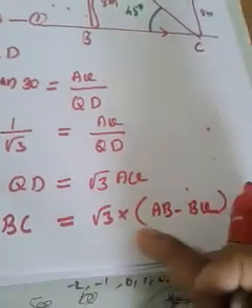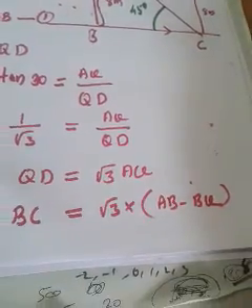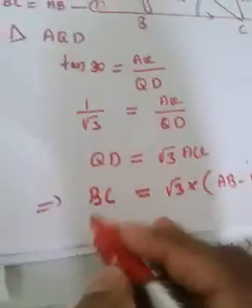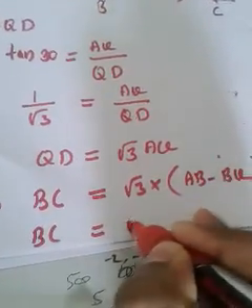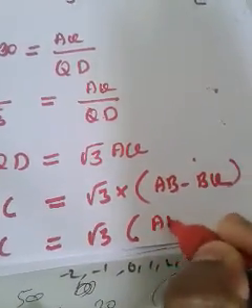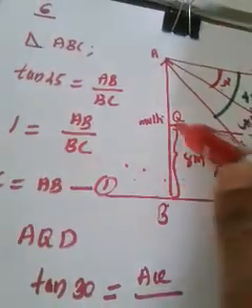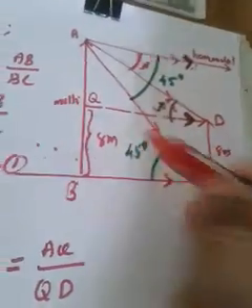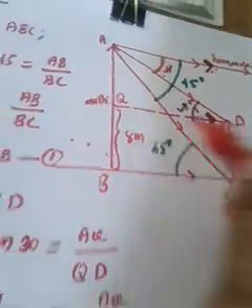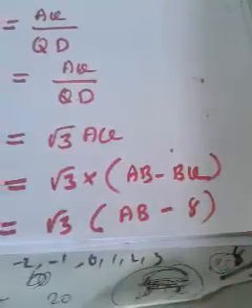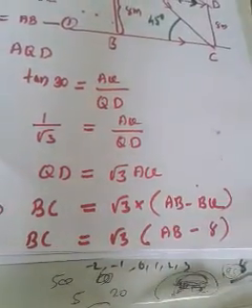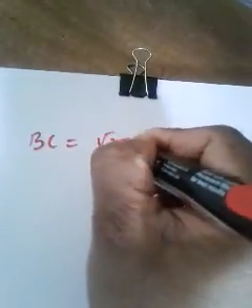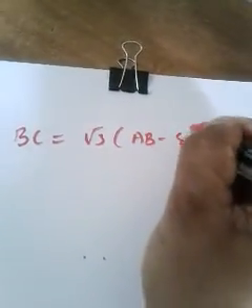So BC is equal to root 3 into AB minus BQ. Root 3 as it is, and AQ is nothing but AB minus BQ from the figure. Now AB I don't know, but BQ is nothing but 8, because this is equal to this, no? I already told you, BQ is 8. So instead of BQ, I write 8. So we reached BC is equal to root 3 into AB minus 8.